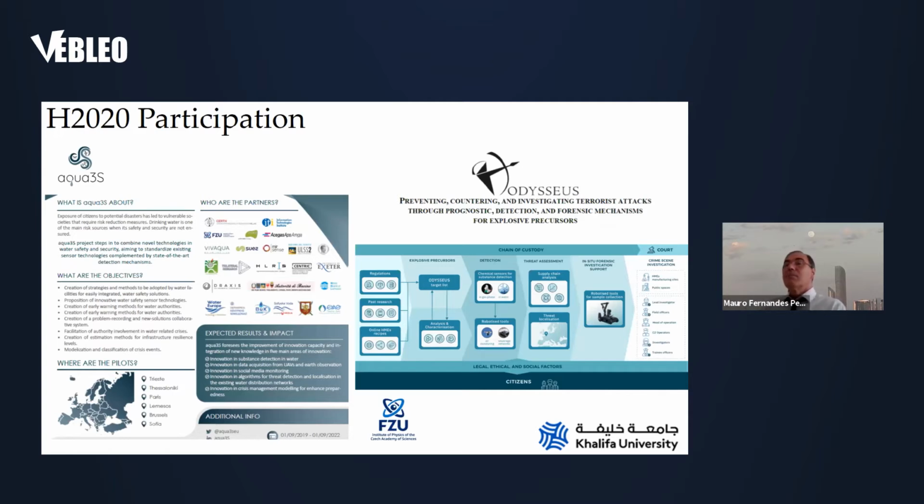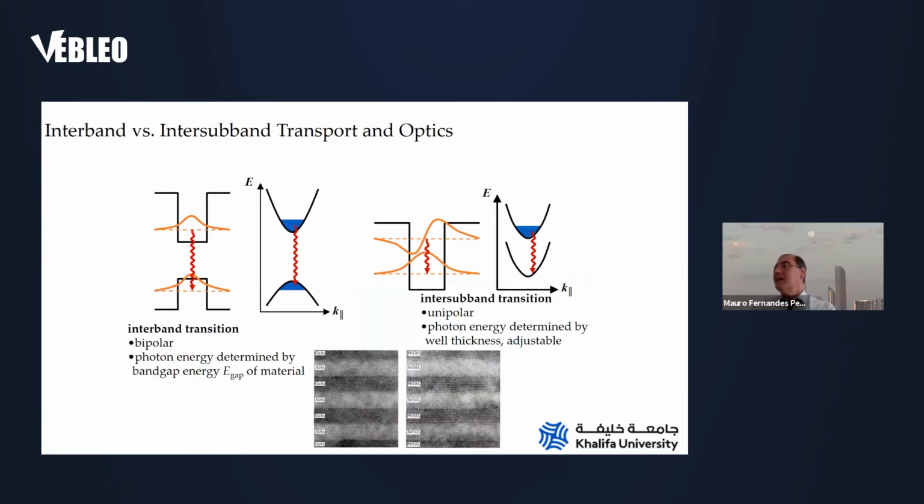As I mentioned, Alco3S controls the quality of water using different types of detection. And now we'll start Odysseus, which will look into explosive precursors, also using a number of detectors, including our far infrared detectors and sources. But going back to what I'm really going to describe more today.